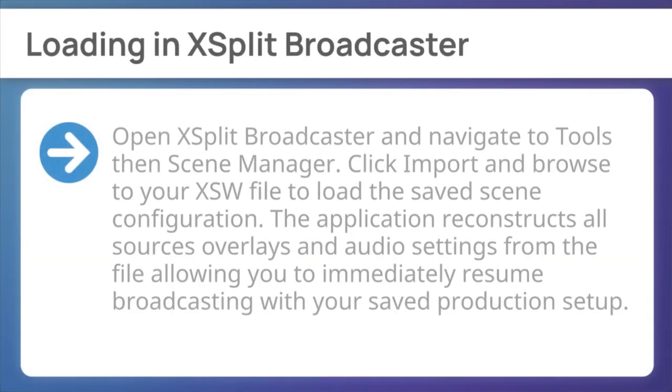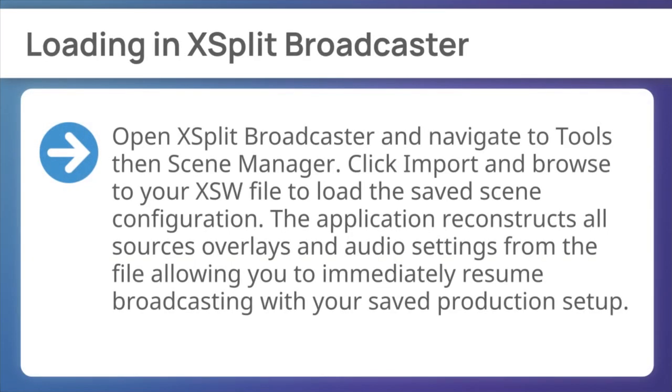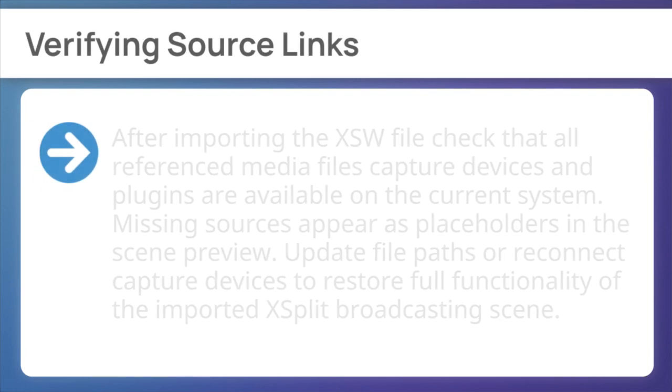First, loading in XSplit Broadcaster. Open XSplit Broadcaster and navigate to Tools, then Scene Manager. Click Import and browse to your XSW file to load the saved scene configuration. The application reconstructs all sources, overlays, and audio settings from the file, allowing you to immediately resume broadcasting with your saved production setup.